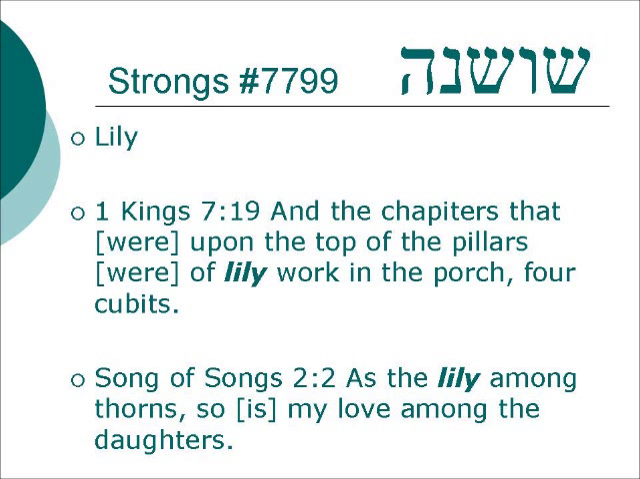Another related word is shoshanah, which means lily. 1 Kings 7:19. And the chapiters that were upon the work of the pillars were of lily work in the porch, 4 cubits. Song of Songs 2:2. As a lily among the thorns, so is my love among the daughters. This is a beautiful verse and a picture of the Hebrew people in the desert, in the wilderness, where things are just growing up, briars and brush and thorns. And in the midst of this setting is the lily, which has a beautiful aroma. And this is how the Father sees Israel in the wilderness.